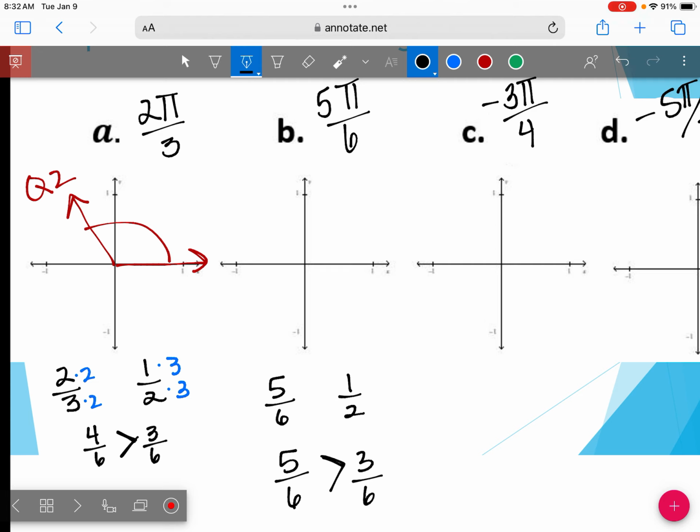Yep, and then what did you say? Somebody else said something else. But yes, so we know that it's not an improper fraction. The numerator is smaller than the denominator, so I would agree. We're in Q2.